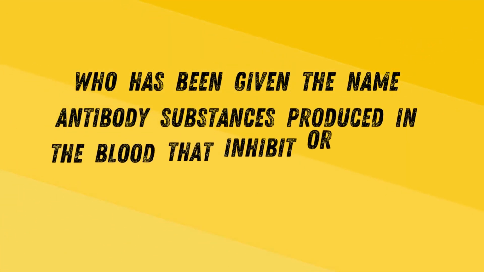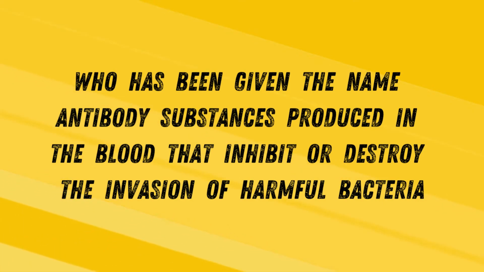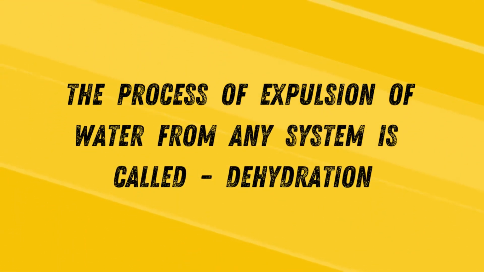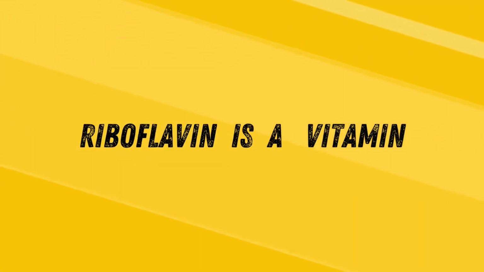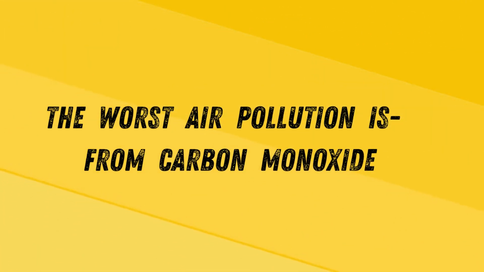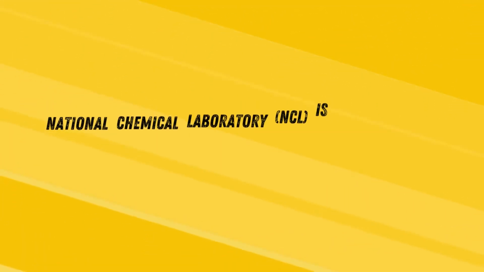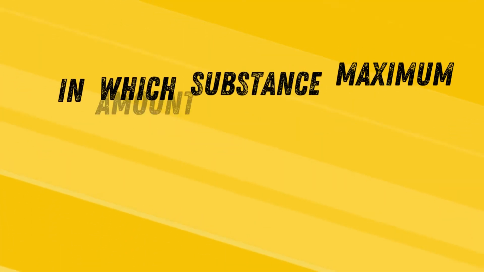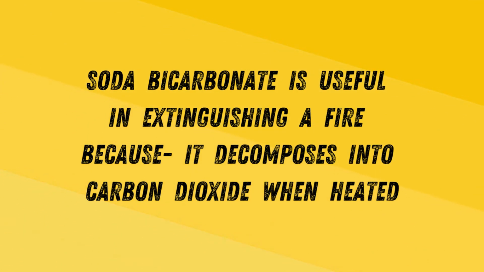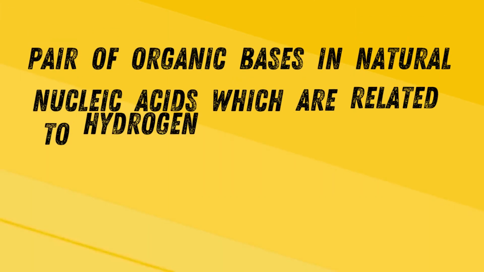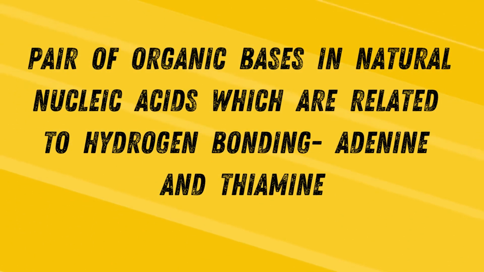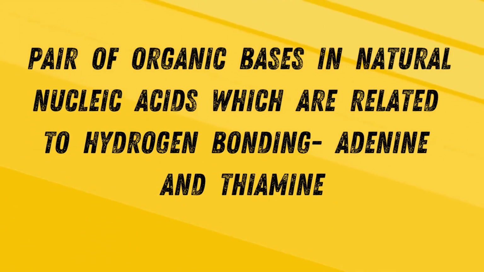Who has been given the name antibody? Substances produced in the blood that inhibit or destroy the invasion of harmful bacteria. The process of expulsion of water from any system is called dehydration. Riboflavin is a vitamin. The worst air pollution is from carbon monoxide. National Chemical Laboratory (NCL) is located in Pune. In which substance is the maximum amount of nitrogen found? Urea. Sweat contains water, salts and waste matter. Sodium bicarbonate is useful in extinguishing a fire because it decomposes into carbon dioxide when heated. Pair of organic bases in natural nucleic acids which are related to hydrogen bonding: adenine and thymine.